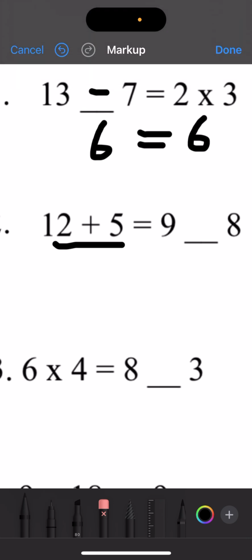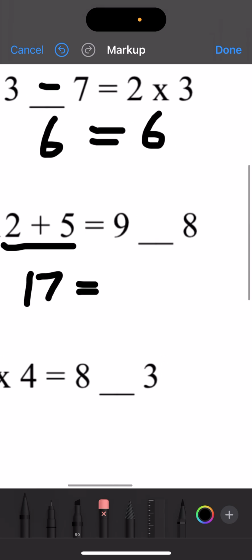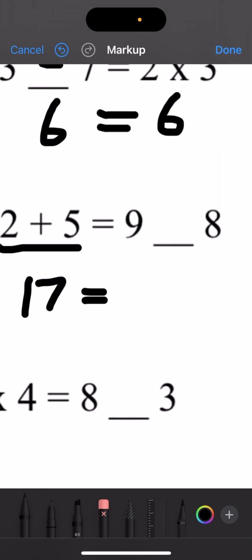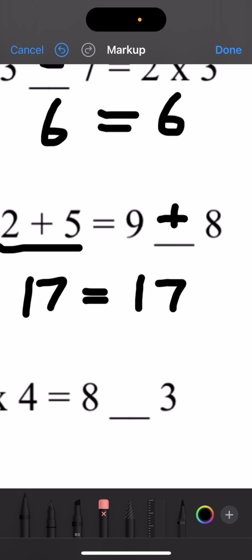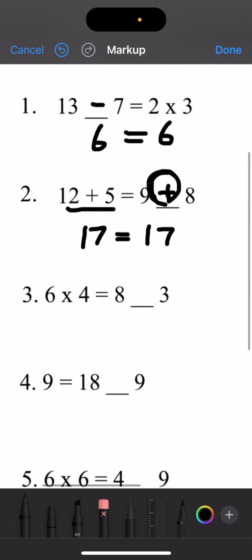12 plus 5 is 17, and then equals, we have to have this equal to 17. We could do minus, but we get 1, so it is not going to be minus. We could try plus, and we get 17. So we know that it's going to be a plus sign right there.